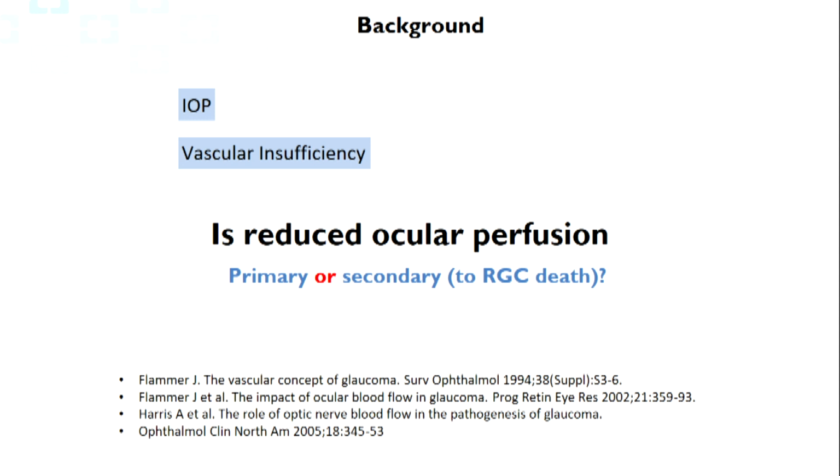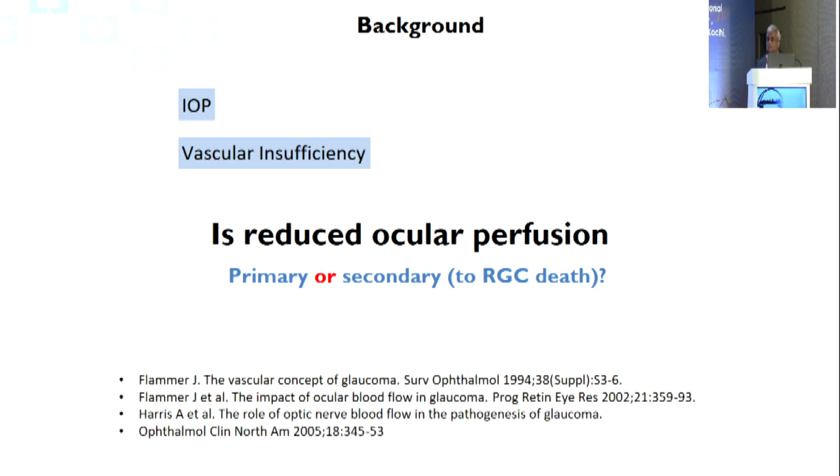Okay. So after having listened to a whole hour of talks about OCT and angiography with regard to retinal diseases, we will now look at how it can help in diagnosing and managing glaucoma. Now, the big question has always been, yes, there is intraocular pressure and intraocular spikes. That's one point. The other point is the vascular insufficiency that develops from the raised pressure. But the question is, is reduced ocular perfusion a primary condition or a secondary condition to RGC death?